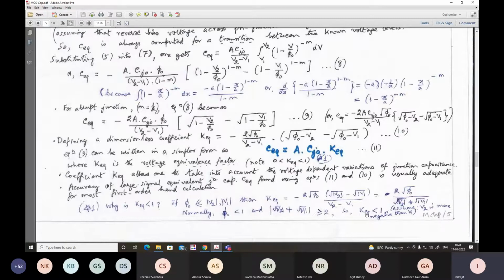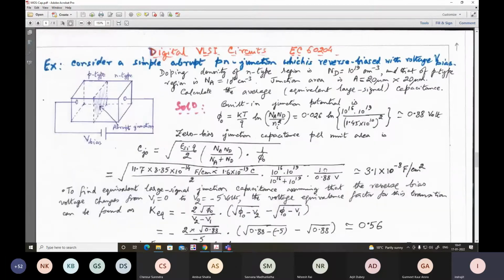Right. So the large signal capacitance associated with a PN junction or PN plus junction can be written in this form. That means the product of the cross-sectional area, CJ0, the junction capacitance per unit area, and the voltage equivalence factor. Now, this may be required by us to calculate the numerical value of capacitance. Let us see.